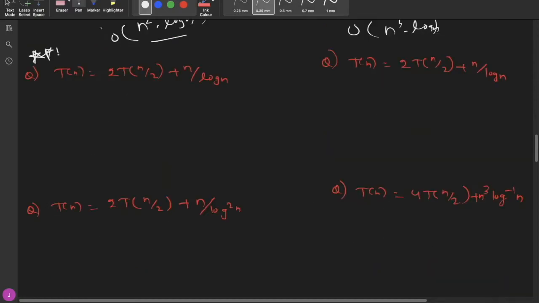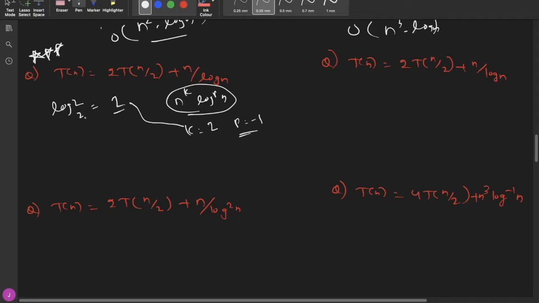This is an important question. So now see here, log a base b value is 1. Here also n power k into log p n, this is the form at the right side. So I am seeing that k value is 1 here and p value is -1. First we have to compare these two values, log a base b and k value, both are equal. So case 2 arises. If case 2 arises and p value is -1, then what do we have to do?